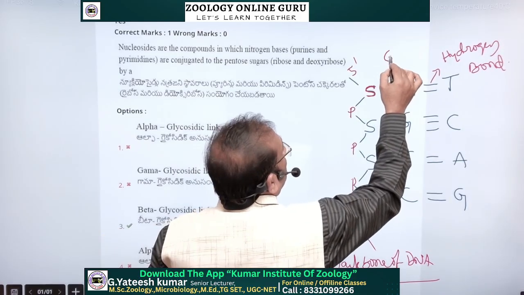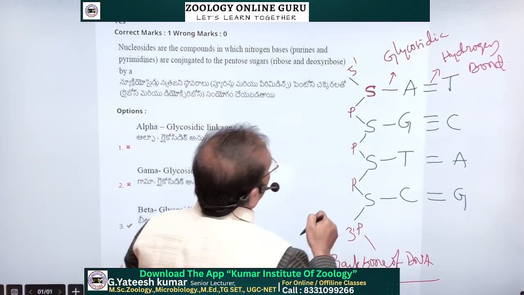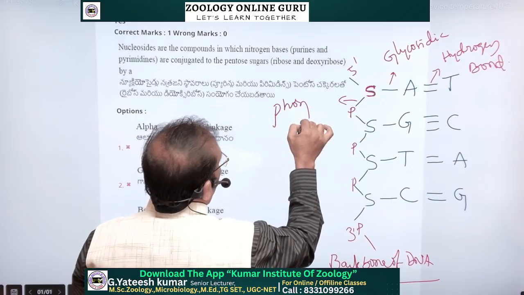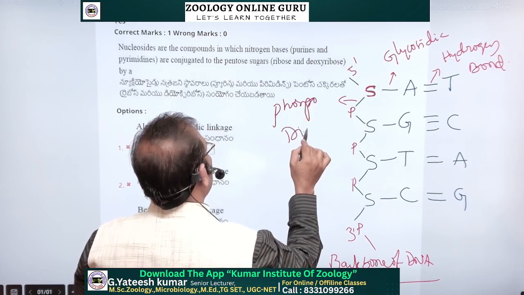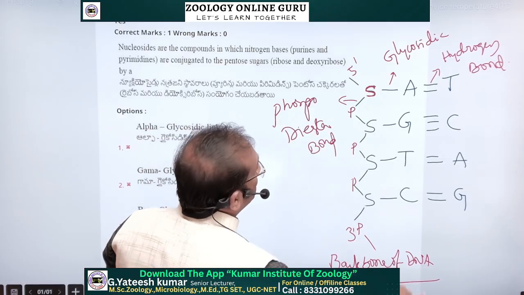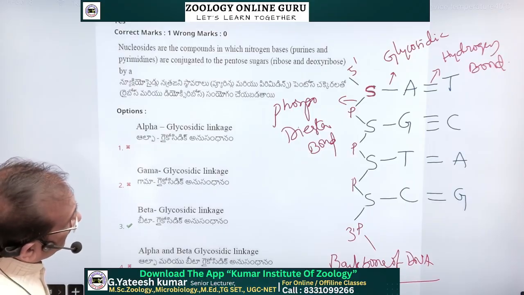Glycosidic bond. This is phosphodiester bond. So like that, there are 3 types of bonds present in the DNA or RNA.